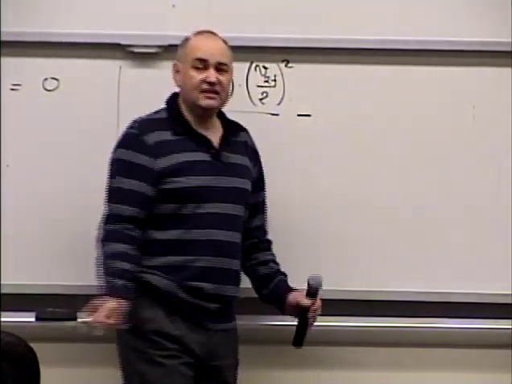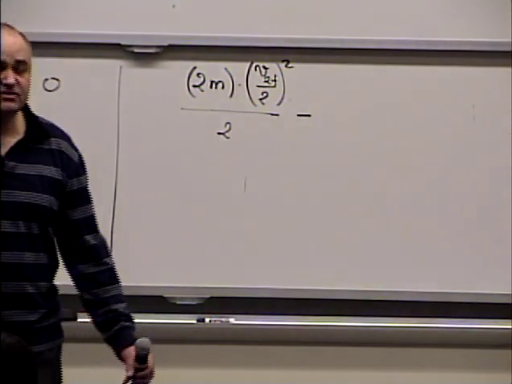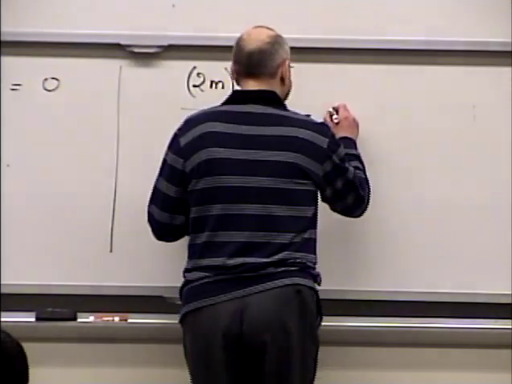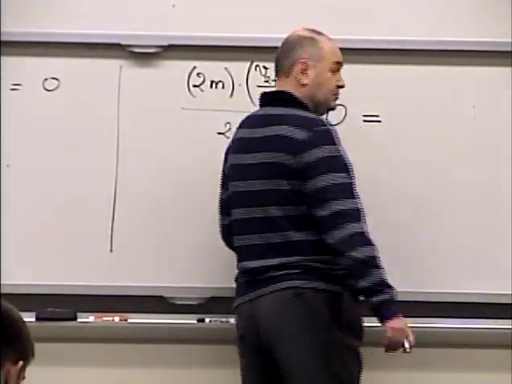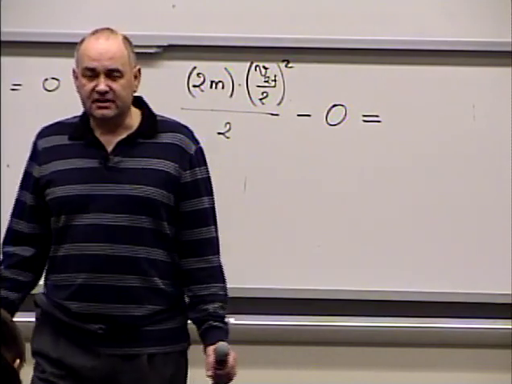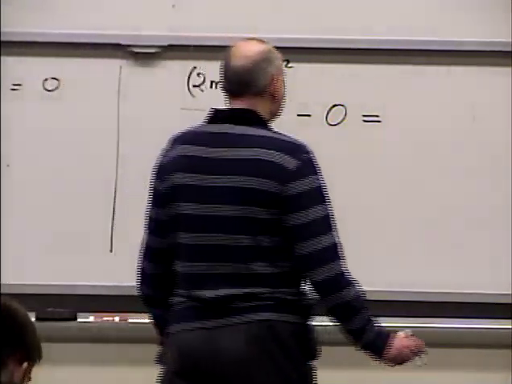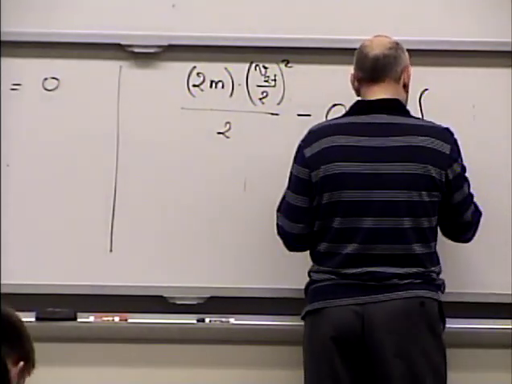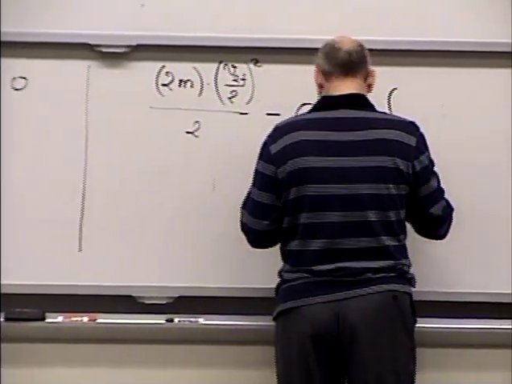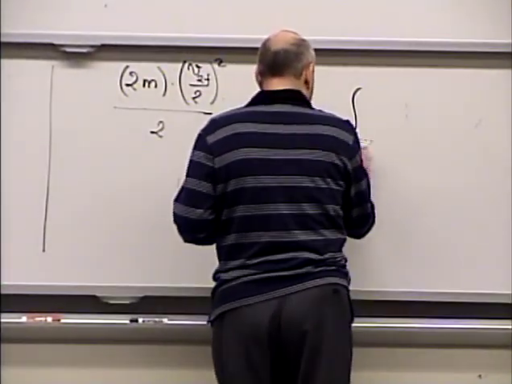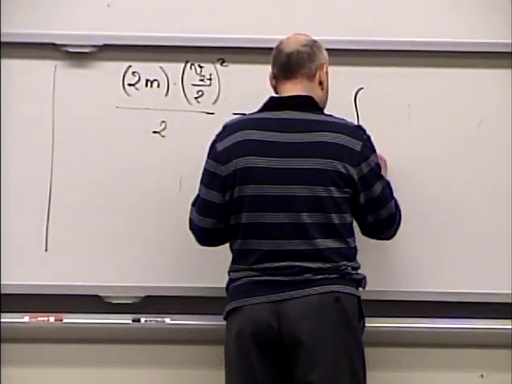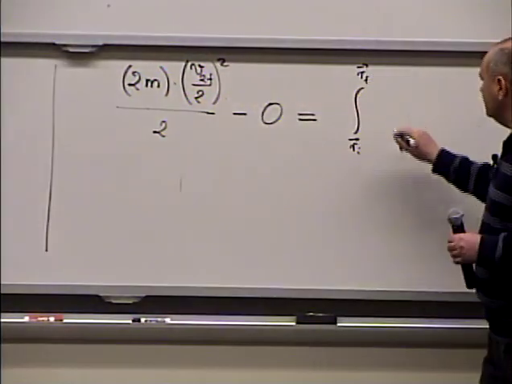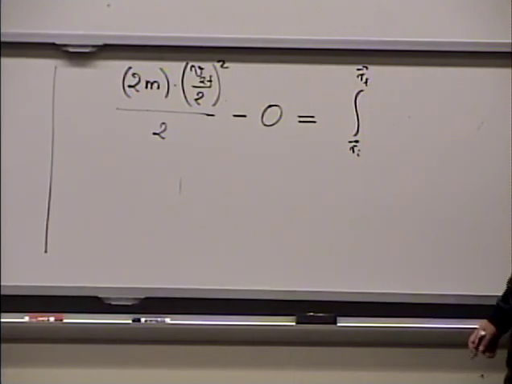Now I have to subtract the initial translational kinetic energy. What is the initial translational kinetic energy of the system? 0. And it is supposed to be equal to which work? Net work. Now all forces are conservative. How about if I write it? This is the integral from initial location to final location of, and now what are we going to have as the force?